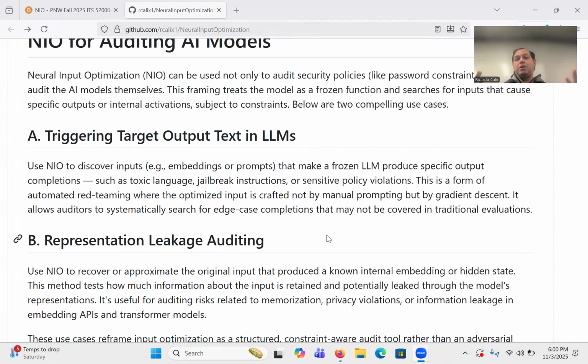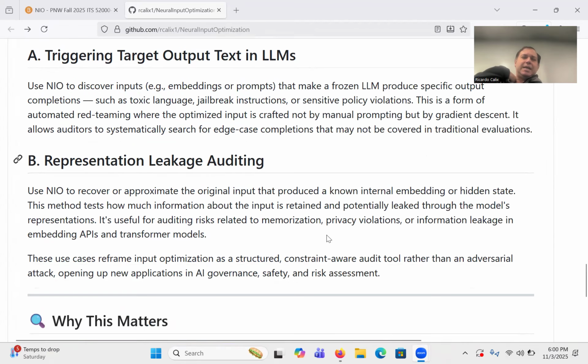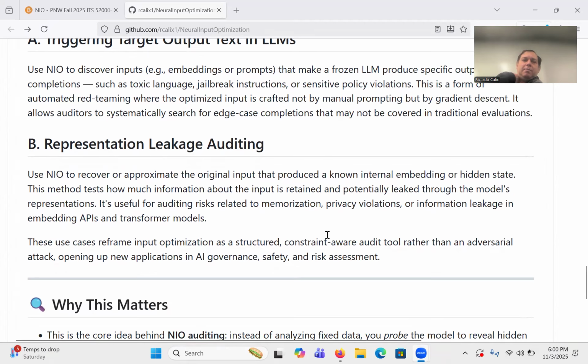So that's much larger. So GPU power here probably. It allows auditors to systematically search for edge case completions that may not be covered in traditional evaluations. And that's the whole point. People know how to do this or that, but you throw more variables at us, right? And we're limited. This is pure optimization. It doesn't miss any.